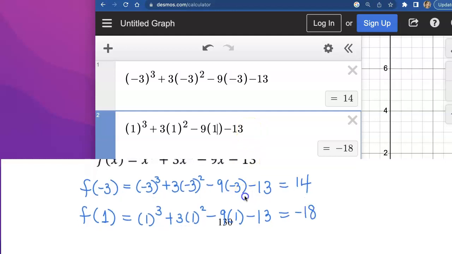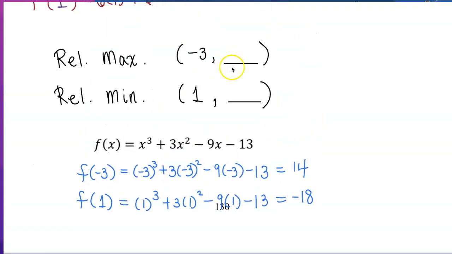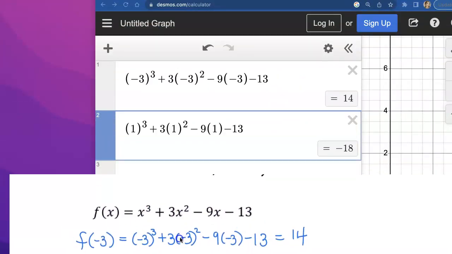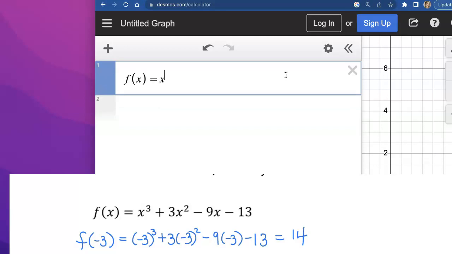All right, so let me go back over here, and I will fill in these blanks. When I plugged in negative 3, y value came out to be 14. When I plugged in positive 1, I got y value to be negative 18. This is my answer, but I'm going to now graph this since I have my graphing calculator open here to see if I got this right. So the function is f of x equals x cubed plus 3x squared minus 9x minus 13.